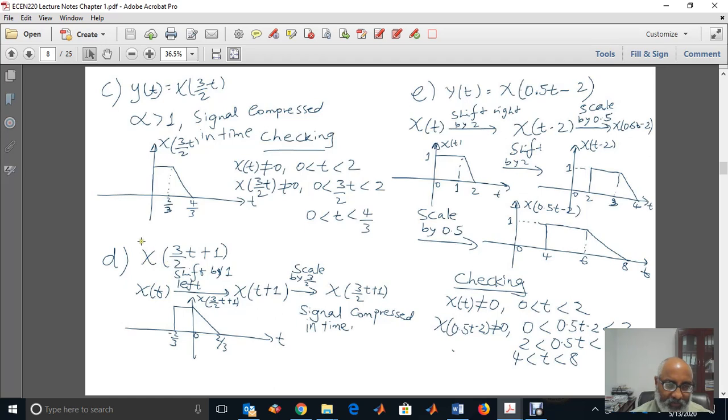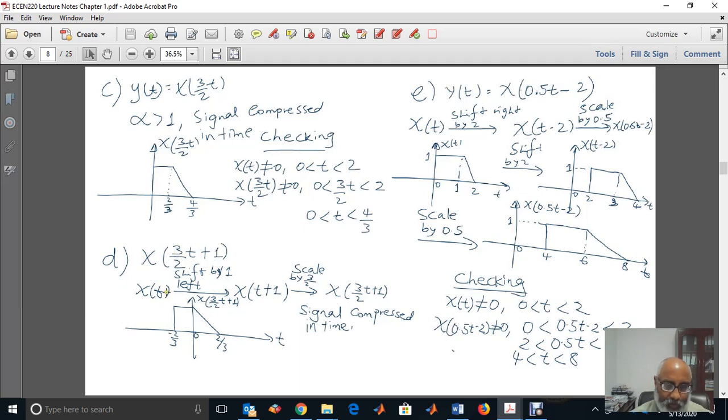Now, compression and stretching, we also call time scaling. Remember, compression and stretching, we call them time scaling. And if I have time shifting and time scaling both, 3 over 2 t plus 1, so I have time scaling by 3 over 2 and time shifting by 1.